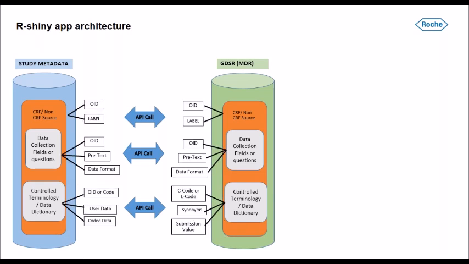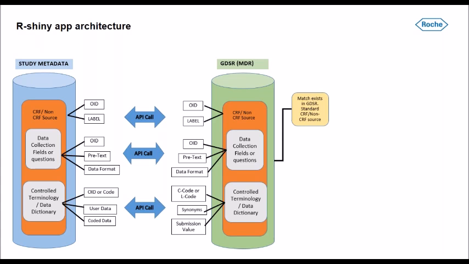And there are multiple things that have to be compared. So we have unique identifiers, we have labels, we have prompt text and data format, and we have user data, coded data, synonyms, and submission value, coded value, C code, L code. So we have so many different things to compare between the study and what we have in standards. So once we have made all the comparisons, when we find a match between the study and the standard, that means the study team has used a standard data collection CRF or a non-CRF source at a study level.